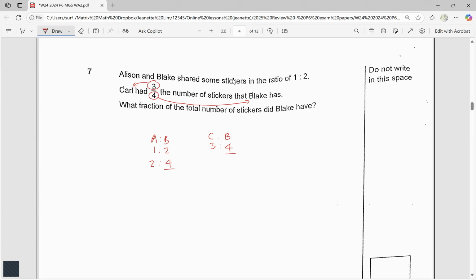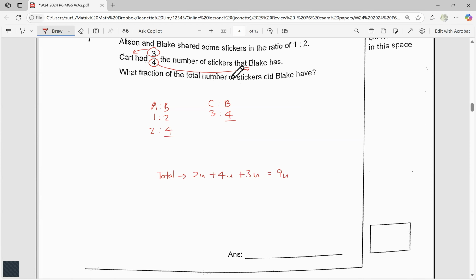Now we try to find the fraction. What fraction of the total did Blake have? What is the total? For the total, we add A plus B plus C. 9 units. And since Blake has 4 units, the answer will be 4 out of 9.